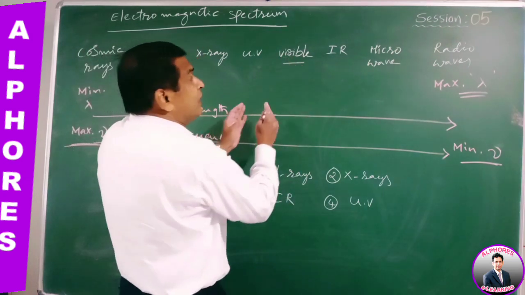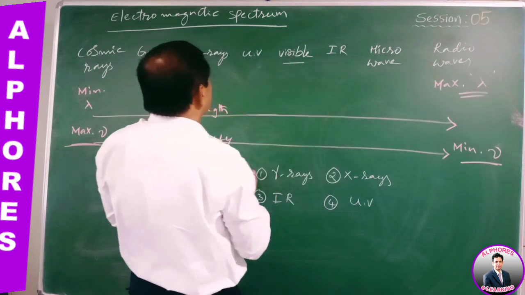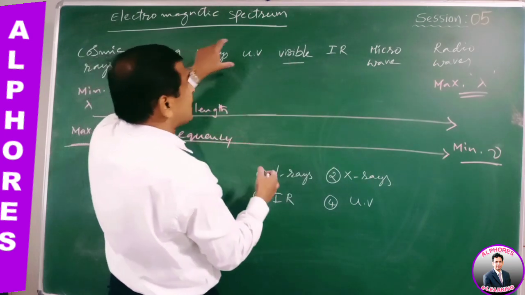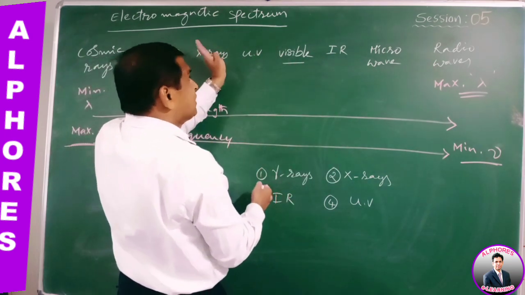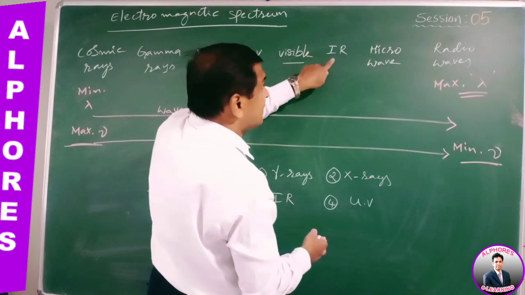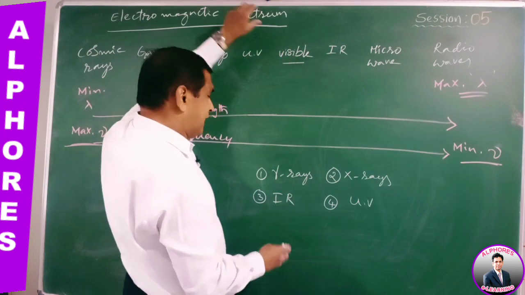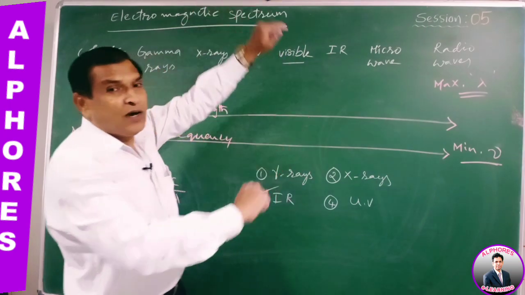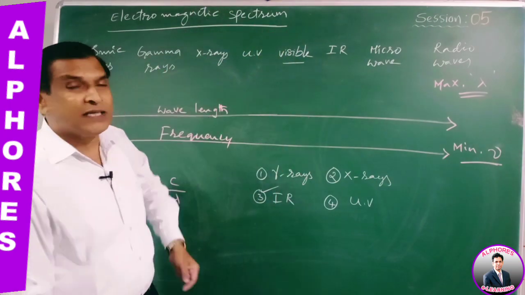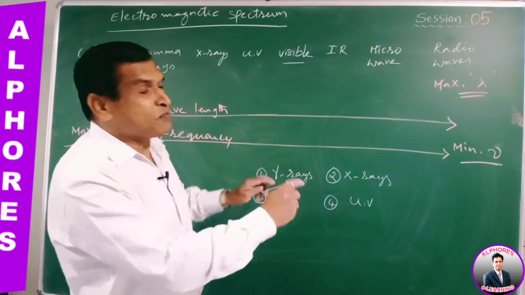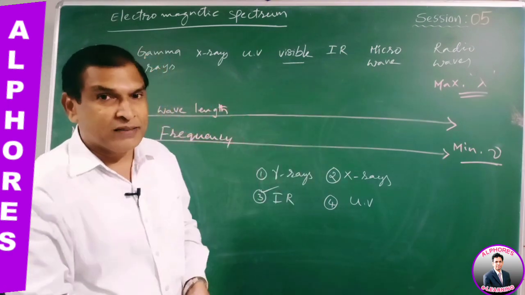So greater wavelength means after this. Gamma rays, X-rays and UV possess shorter wavelength than visible light. Infrared radiations possess greater wavelength than visible light. So the answer will be IR, infrared radiations. Like that, these are the important theory questions you can expect from this electromagnetic spectrum.